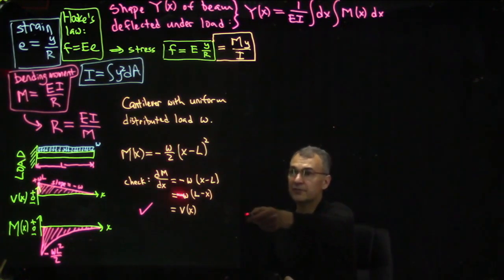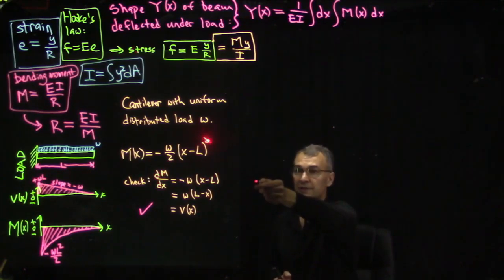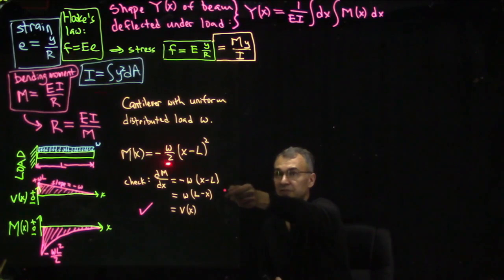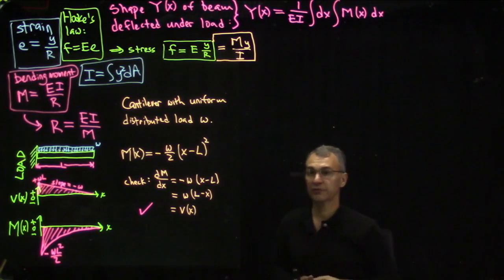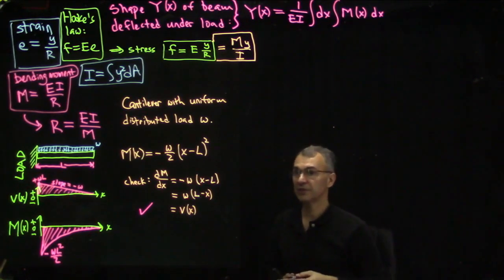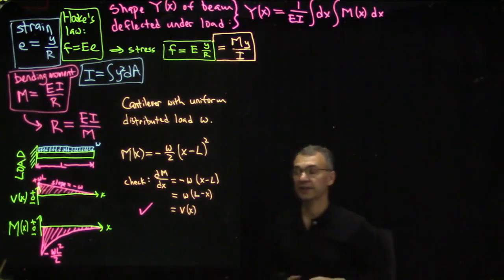As a check, we can take its derivative and make sure that that equals the shear function. So the derivative of this square comes down and annihilates this 2 in the denominator. So then we get minus W times x minus L. So then the minus sign outside can just swap the order of the two terms inside. We get W times L minus x. And that indeed is what we see here. It's WL at x equals 0. It's a linear curve, and it is 0 at x equals L.